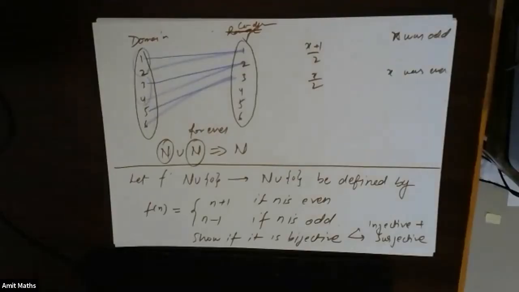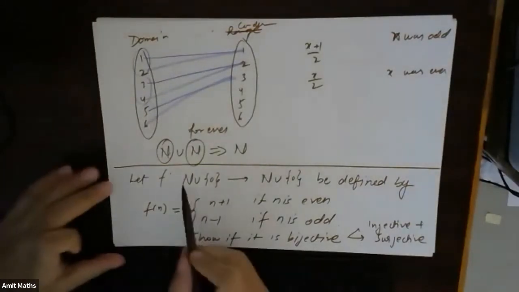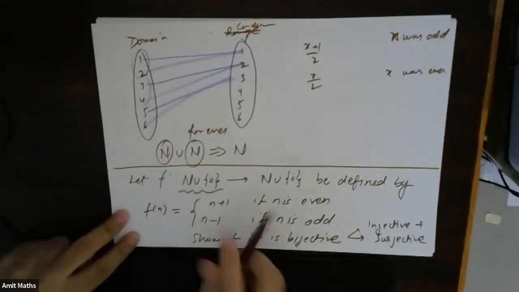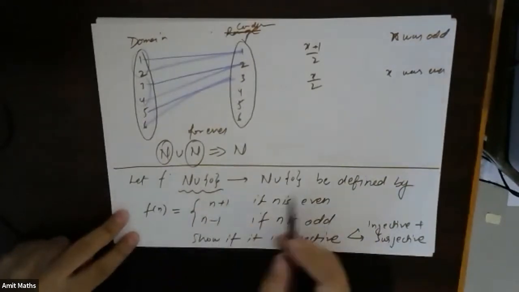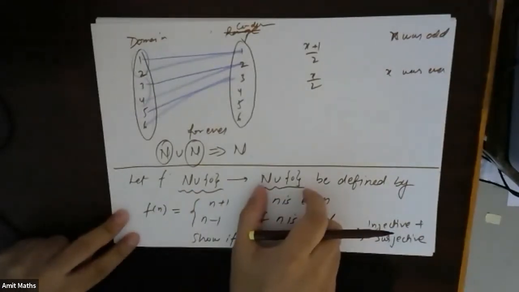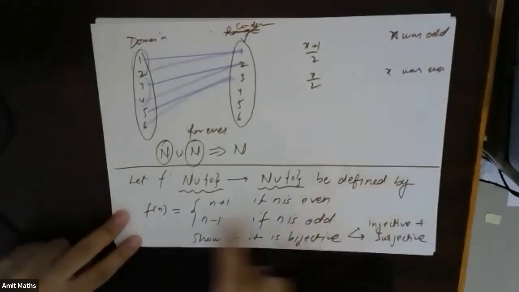Okay, so let us start. In the last class, I asked you a question. Let the function be from the set natural numbers union 0 to the set natural numbers union 0. Basically this is a set of whole numbers and this is also a set of whole numbers. So the function or the mapping is from whole numbers to whole numbers defined by this.